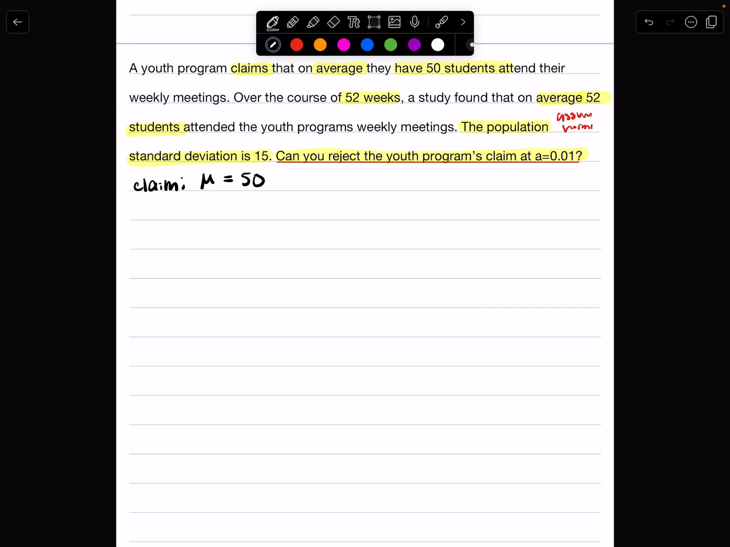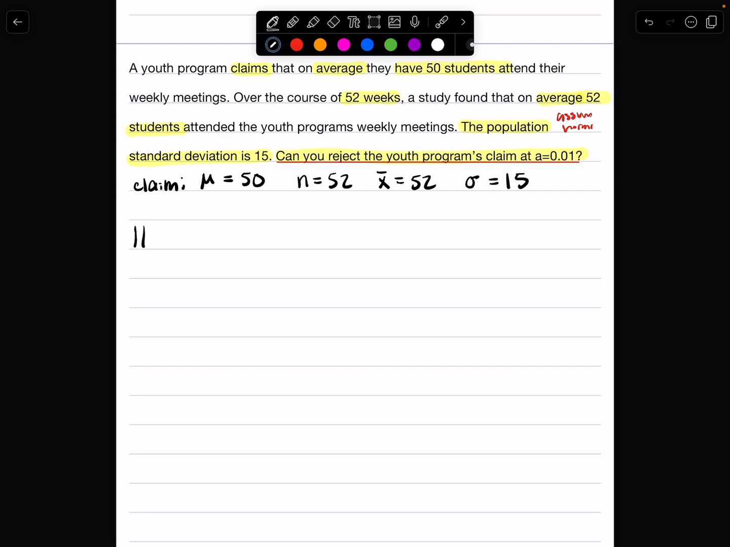Now, just to have it down, what does the rest of this word problem tell us? It tells us that we took a sample size of 52 weeks, found a mean of 52 students, and that the population standard deviation was 15. And then now we need to conduct our hypothesis test. Well, to start a hypothesis test, we need to state our null and our alternative hypothesis. Well, we know we're trying to test this claim. What type of hypothesis is this claim? Well, since it includes an equal, it is a null hypothesis.